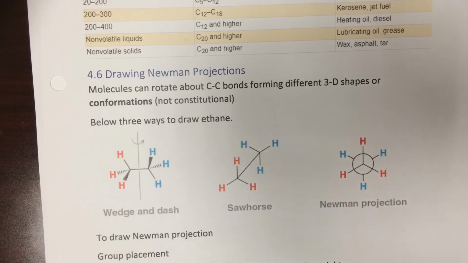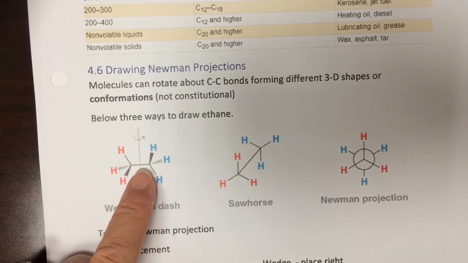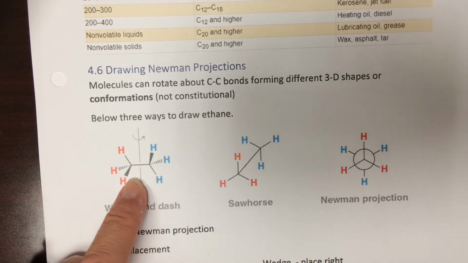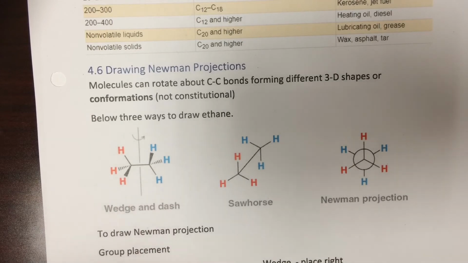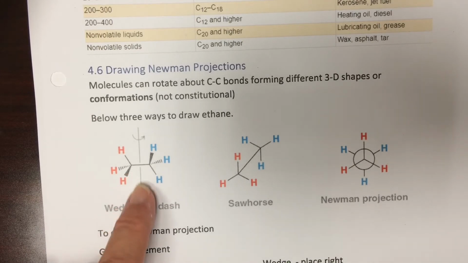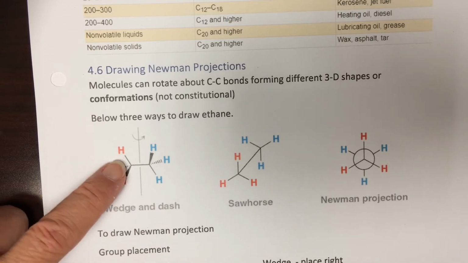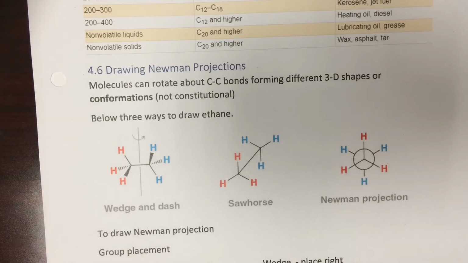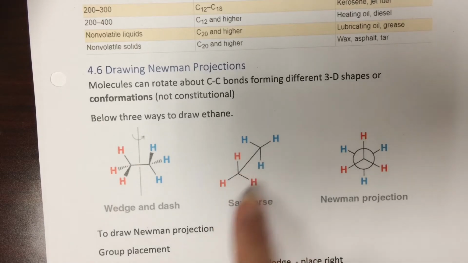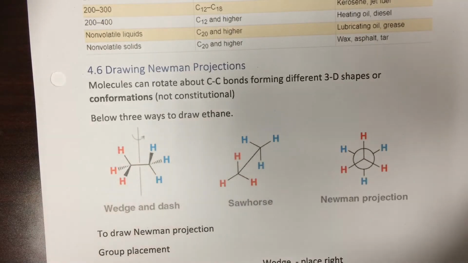So below we have 3 different ways to draw ethane. We can do the wedge and dash. Remember, the wedges are the atoms that are coming out toward us. So this is coming toward us. This one that's on a dash is going away from us. And this one that's on a line is sitting on the paper. That bond is on the paper. You can do a sawhorse, which you can kind of see how they are in 3-dimensional space, and we can do a Newman projection. So let me get out my models.